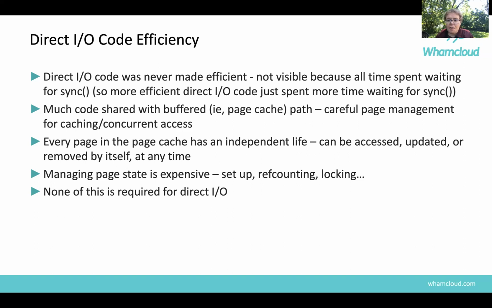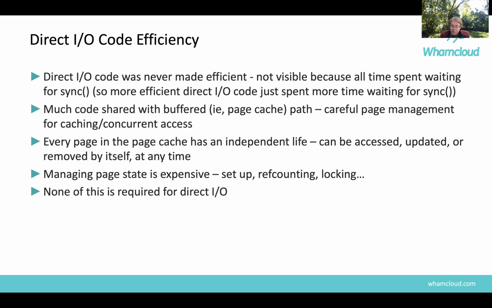And so if the direct IO code was made more efficient in terms of generating the data on the client, preparing it to go out on the wire, it didn't help much. We spent more time waiting. And the main reason for that is it does the same thing as the buffered path: lots of careful management of all the data. We set up all these pages, we lock them, we link them into various lists, we get everything ready. We don't actually put them in the cache, but we do a lot of things that would be required to get them ready to be accessible in the cache. And that's just not necessary.